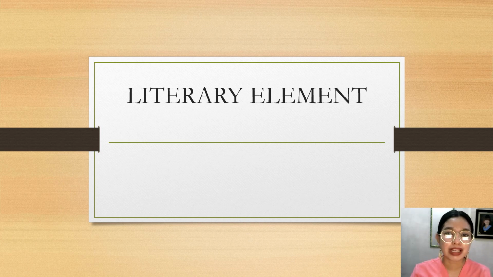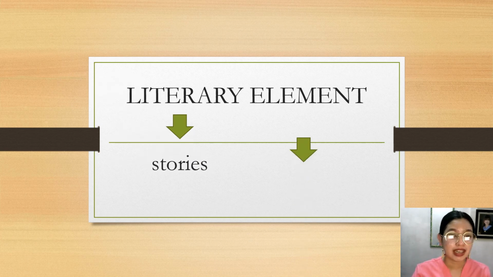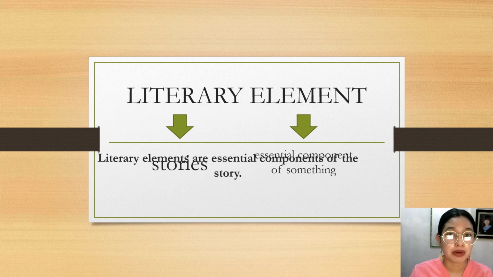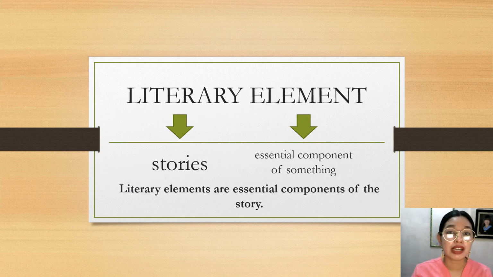Today, we will explore the literary elements, or the parts of a story. So what do we mean by literary element? Literary means stories and element means an essential component of something. Therefore, when we say literary elements, these are essential components of a story.